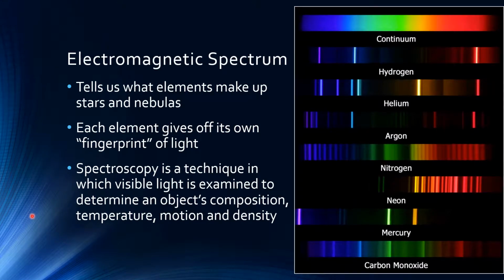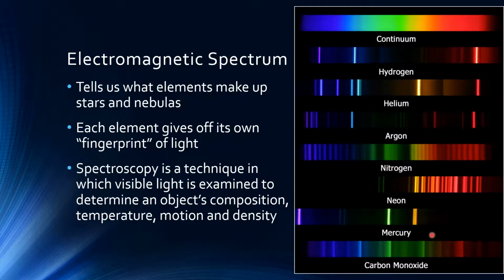Now, using our electromagnetic spectrum, it can tell us what elements make up stars and nebulas, our clouds of dust and gas out in outer space. Each element gives off its own fingerprint of light. Spectroscopy is a technique in which visible light is examined to determine an object's composition, temperature, motion, and density. If we look at the image over here, these are a few of the things that we can see using spectroscopy.